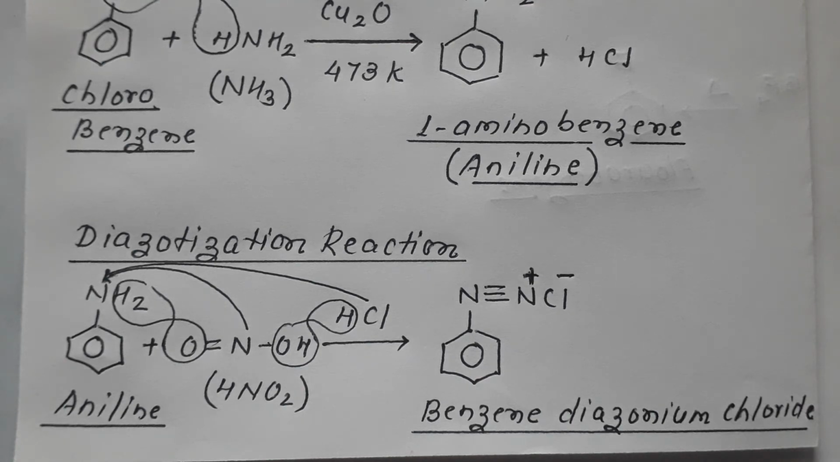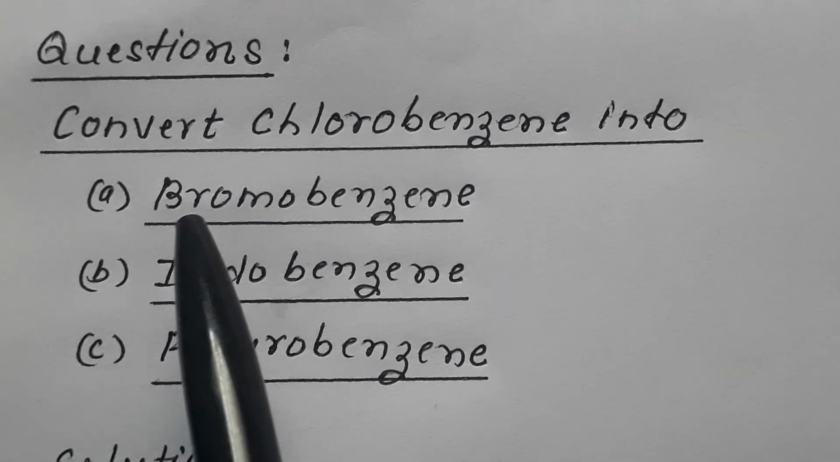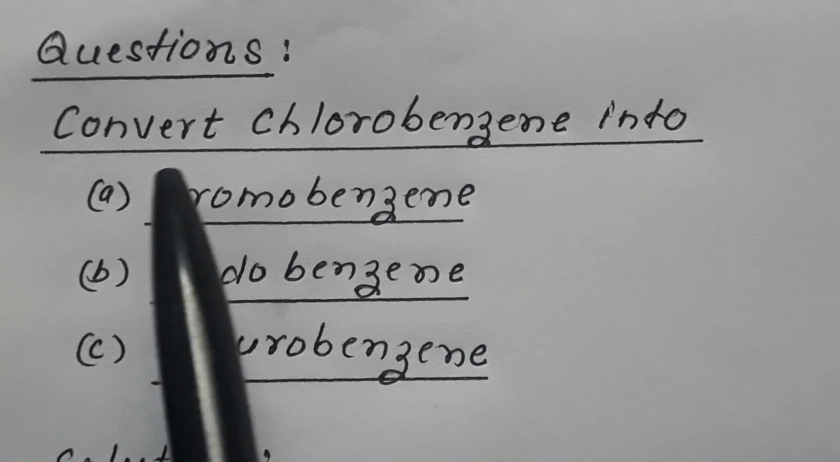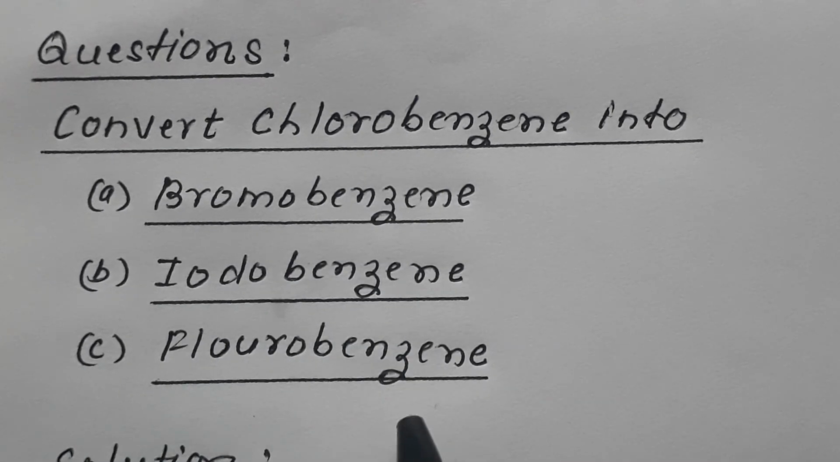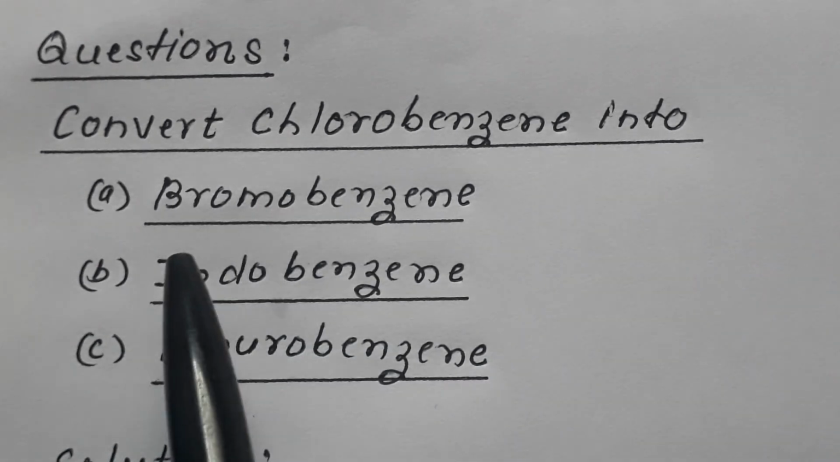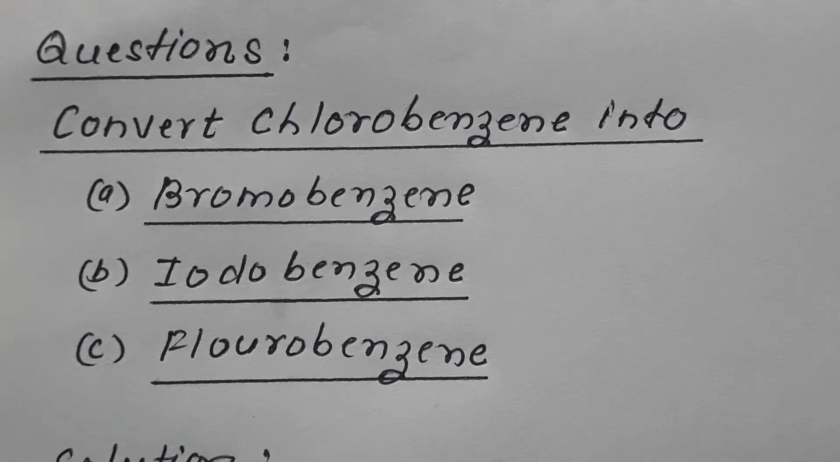Very important. Next step is very important. Now suppose a question is given to us. Question goes, convert chlorobenzene into number 1 bromobenzene, number 2 iodobenzene, number 3 fluorobenzene. Remember, this direct conversion is not possible. We don't have any reagent through which we can directly convert chlorobenzene into bromobenzene, iodobenzene, fluorobenzene. That is not possible. So what we will be doing? How would these conversions be brought about?